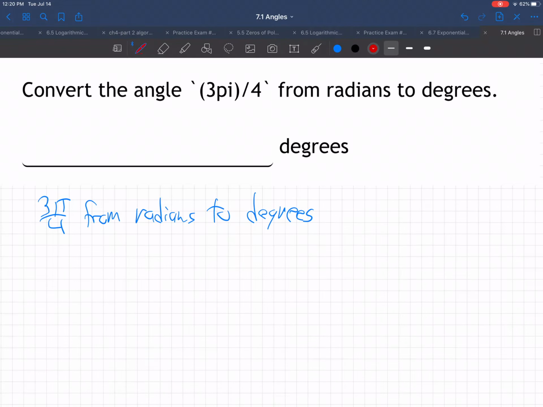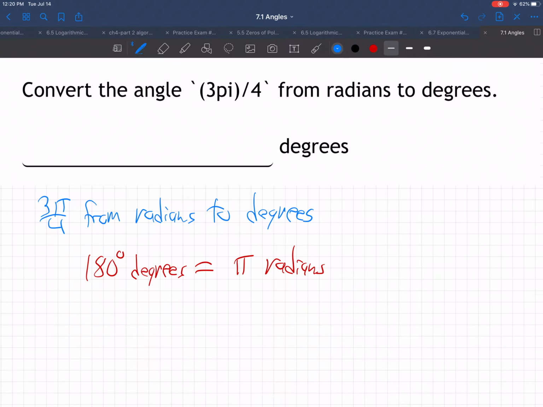And the bridge between those two worlds is that 180 degrees, halfway around a circle, is pi radians, also halfway around the circle. So that's the connection. Both of those mean halfway around a circle. Both of those are an angle that's half open. 180 degrees, pi radians. That's the bridge between the two systems.